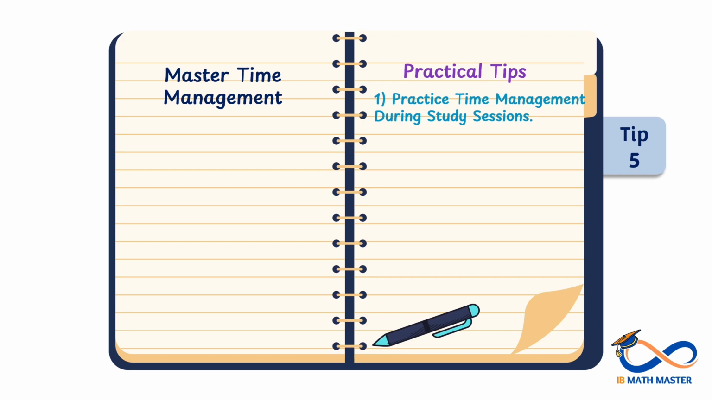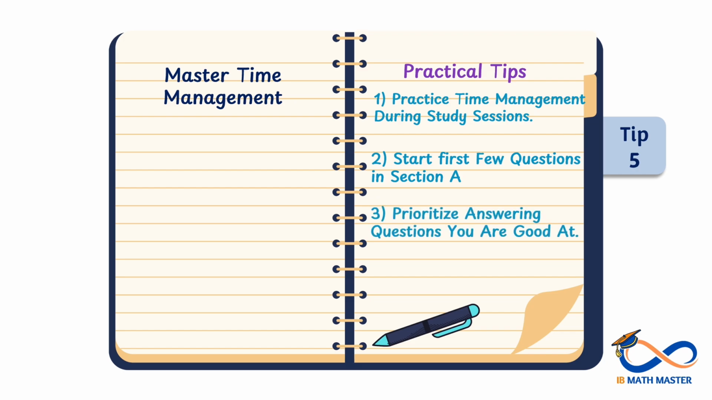IB Math questions are generally structured from easy questions to harder questions. So when solving past papers, start solving the first few questions in section A of paper 1 and 2. They are generally easy and direct. This can boost your confidence and sets a positive tone for the rest of the exam. Then, you can prioritize answering questions you are confident about first. As you progress, pay attention to how long each section takes to complete and adjust your study plan accordingly.